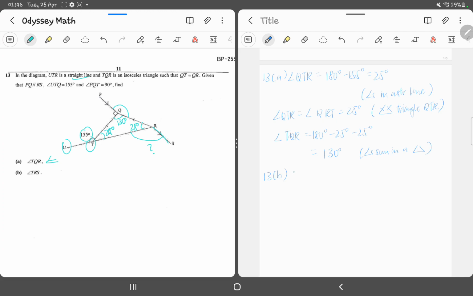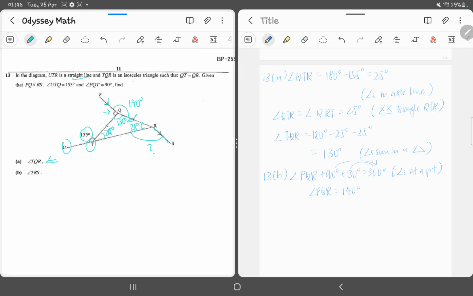In order to find angle PQR, we know that angle PQR plus 90 degrees plus 130 degrees equals 360 degrees, because this is angles at a point. Bringing these two over to the right hand side, we get that angle PQR equals 140 degrees.